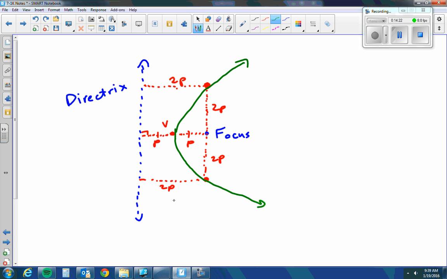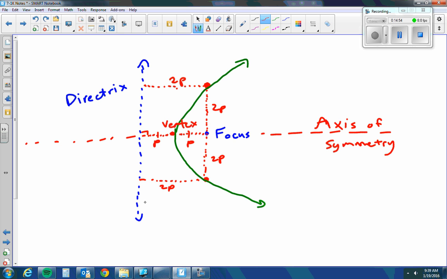A couple more things we can add to our picture. One is the axis. This is a horizontal parabola, so it has a horizontal axis of symmetry. And a couple things to note about that. The axis goes through the vertex. Actually, it also goes through the focus. Those two points, the vertex and the focus, are both on the axis of symmetry.